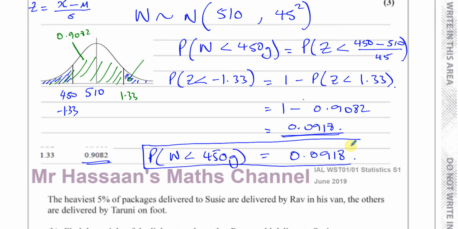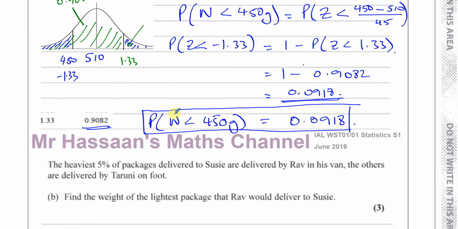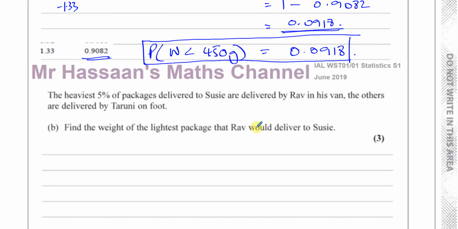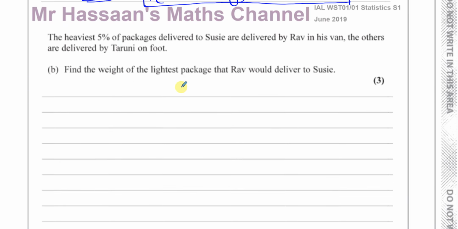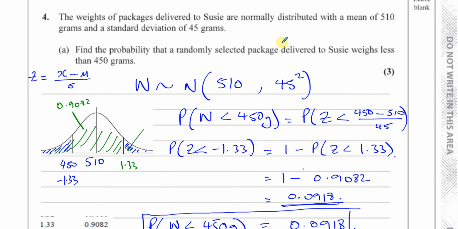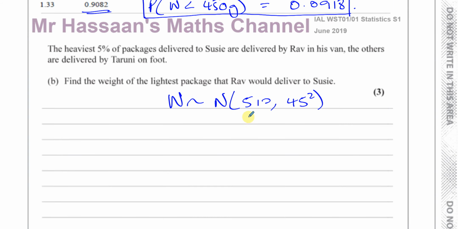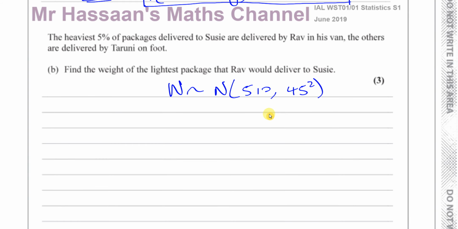Now for part B. Part B says the heaviest 5% of packages delivered to Susie are delivered by Rav in his van. So remember, the weight is normally distributed with a mean of 510 and a standard deviation of 45. That was correct. The others are delivered by Taruni on foot.